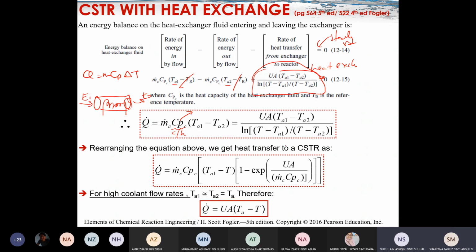So kita just rearrangekan dia, kita dapatlah this equation. Okay, whereby kalau coolant flow rate terlalu tinggi, kita boleh assume TA1 is equal to TA2 is equal to Ta. Okay, Ta yang masuk ni, remember yang masuk sini, okay, akan sama juga dengan Ta dekat dalam sini. Okay, so you can just simplify Q is equal to UA Ta minus T. Okay, so this one lah, you can simplifykan ni jadi this one. Okay, you have two choice lah, sama ada you nak guna this one ataupun you guna this one.